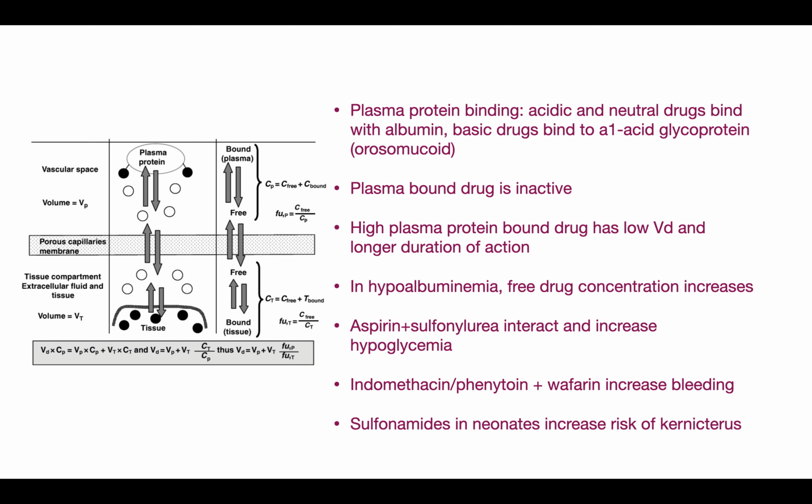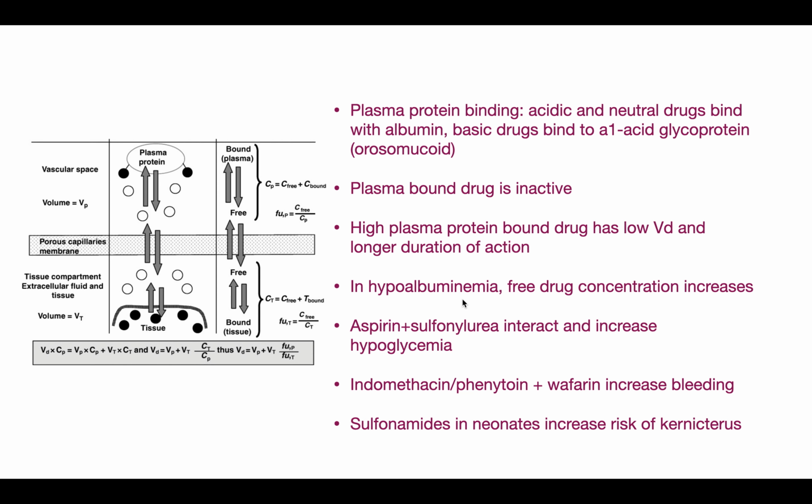So plasma protein binding usually is just to albumin, while basic drugs will bind to alpha-1 acid glycoprotein, also known as orosomucoid. And like I said, a plasma-bound drug is inactive, and higher plasma protein-bound drugs will have a low VD and a longer duration of action, since they're bound, it's going to take a while for them to be metabolized and be freed, right?